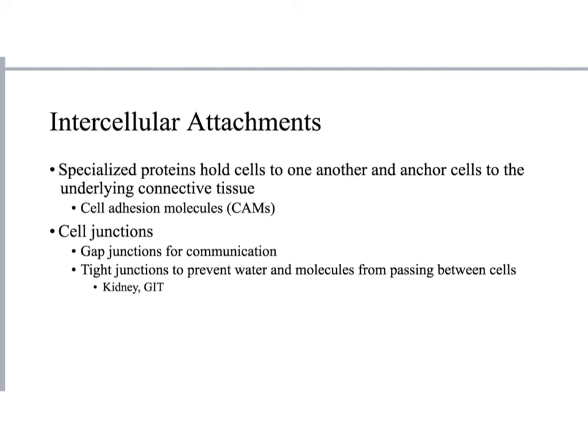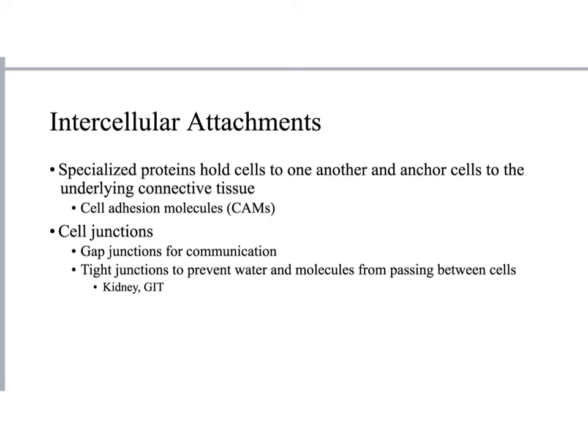There are also attachments between cells. So we've been talking about what goes on inside the cell, but all of the tissues in our body are a combination of multiple cells that are stuck together. And they have to be held together tight enough that they can function as one unit. So what is it that attaches one cell to surrounding cells? That's what we're going to talk about here just briefly for a minute.